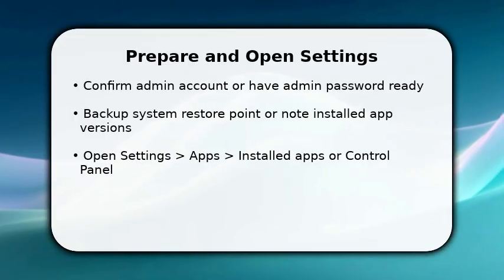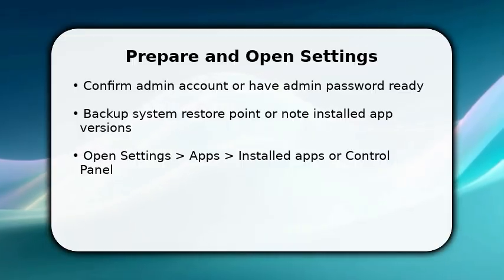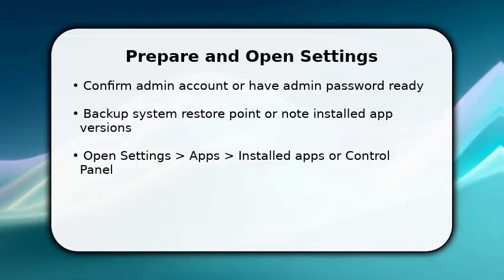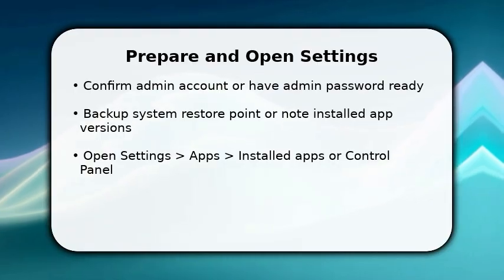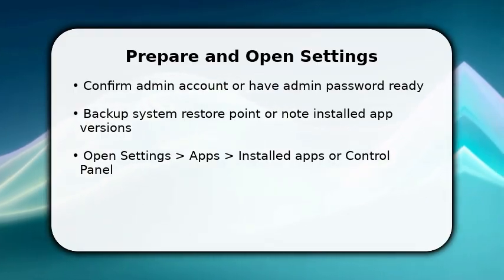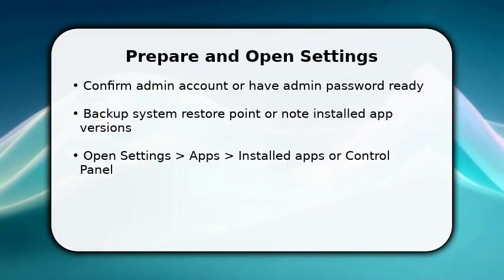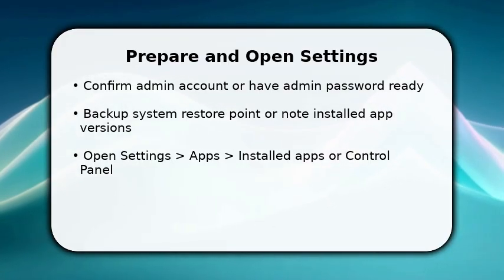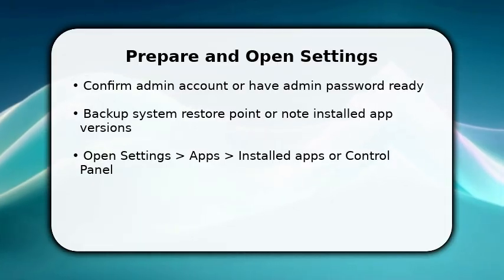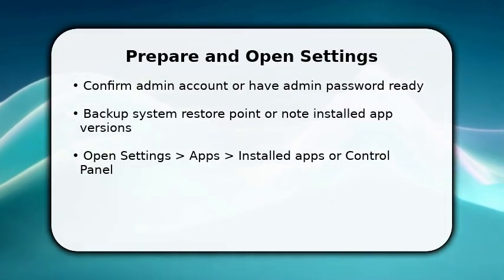You start by making sure you have admin rights and a restore point in place. Open Settings, then Apps, or use Control Panel's programs and features to list installed redistributables. Once done, sort by name or publisher to locate entries labeled Microsoft Visual C++ quickly. This reduces risk of removing unrelated runtimes.